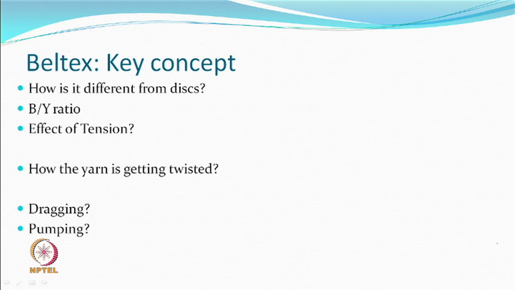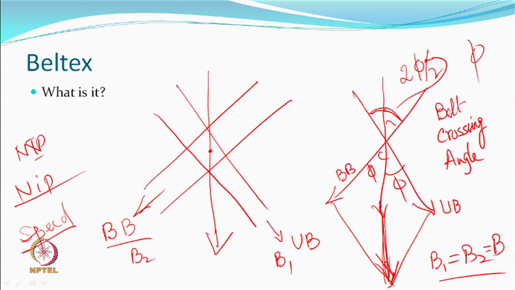So, how is it different from the disc? Yes, we have a nip. That is one difference. But the other difference is the yarn in this case was moving after wrapping over the disc surface, and which was considered essential. Otherwise, we may not get any frictional force and the torque. That was considered necessary. And what is happening here?